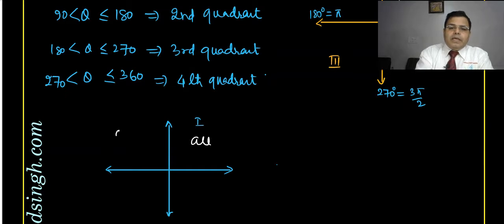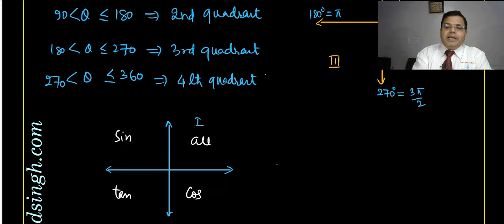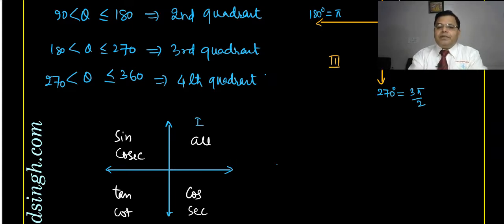In the second quadrant, sine theta is positive. In this one, tan theta is positive. And in this fourth quadrant, cos theta is positive. So you can remember it as: all, sine, tan, cos, or "after school to college." If sine is positive, then the reciprocal of sine, that is cosec, is also positive. Tan and its reciprocal cot are also positive. Cos and its reciprocal sec are positive. So each trigonometric function is positive in two quadrants and negative in the other two quadrants.